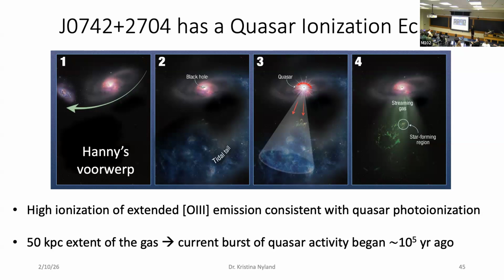This is a nice cartoon of a famous quasar ionization echo called Hanny's Voorwerp. Basically, this is when you have a quasar that ionizes some gas, and that ionized gas shines for a while, and gives us a timescale of when the burst of AGN activity happened. So again, doing very simple math, measuring the extent of the extended [OIII], 50 kiloparsecs, we were able to estimate that the burst was over 5 years ago.